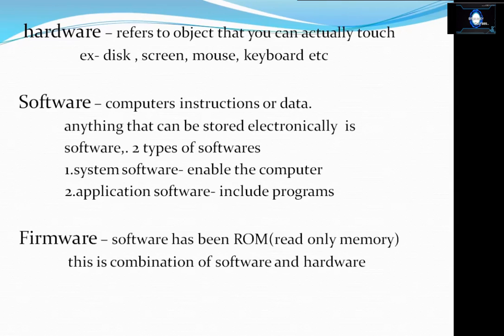Software is often divided into 2 categories: system software and application software. System software includes the operating system and all the utilities that enable the computer to function, whereas application software includes programs that do real work for users. For example, word processors, spreadsheets and database management systems fall under the category of application software.